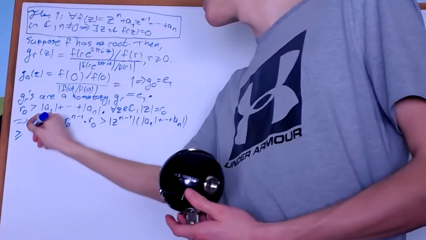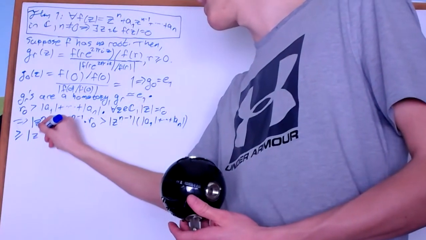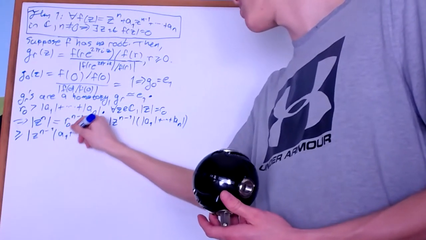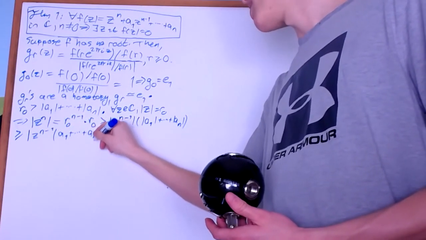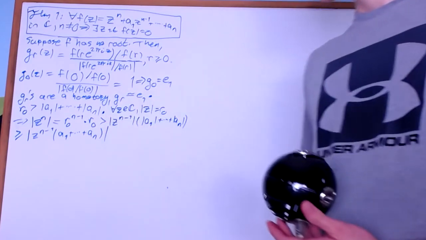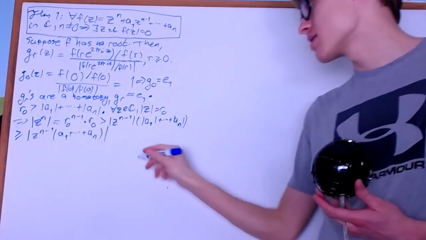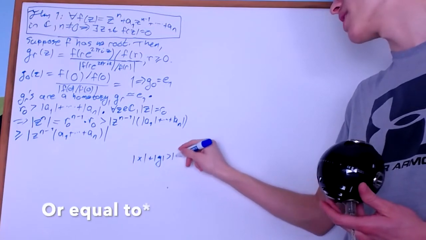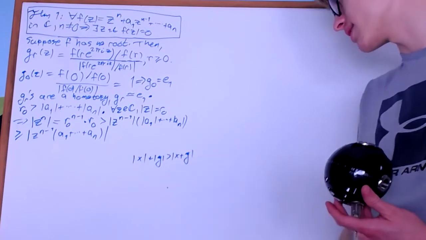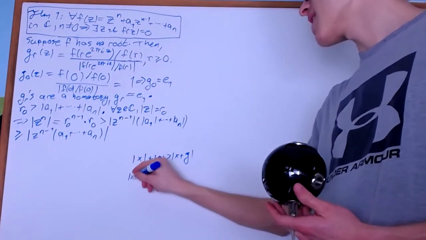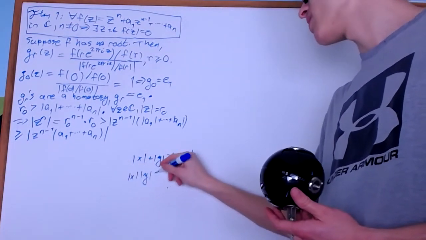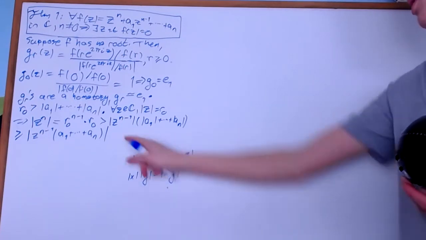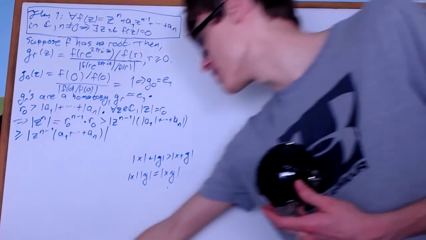And so we know that this is going to be bigger than or equal to the absolute value of z to the n minus 1 times the quantity of a1 plus all the way up until an. And so we just use the identity that the absolute value of x plus the absolute value of y is bigger than or equal to the absolute value of x plus y. And we also use the fact that the absolute value of x times the absolute value of y is equal to the absolute value of x times y. Those are just the two basic properties of absolute value we use there.